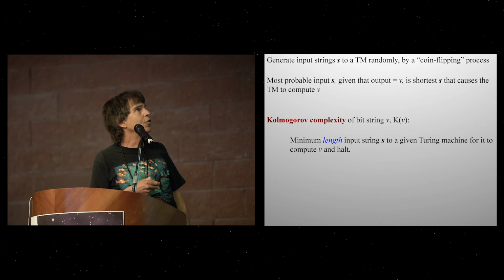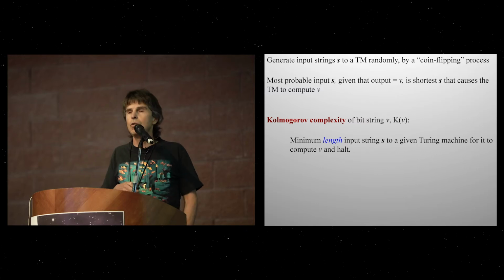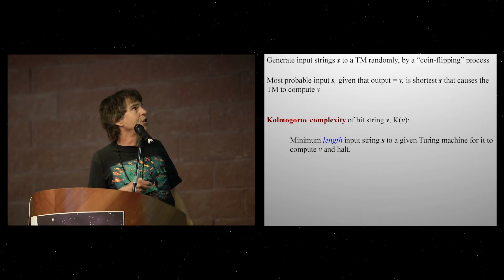Let's assume that your Turing machine is given input strings randomly according to what you can view as a coin flipping process. So I've just got a coin, even probability of being up or down. I'm using that coin to set the input string to my computer, my Turing machine, and to make life simple, we'll assume it's what's called, technically I should say, a prefix-free universal Turing machine.